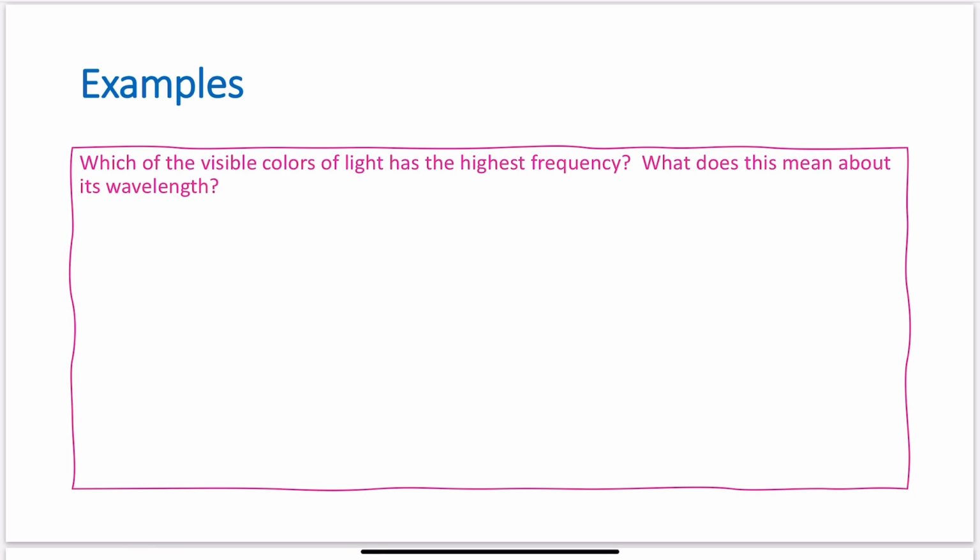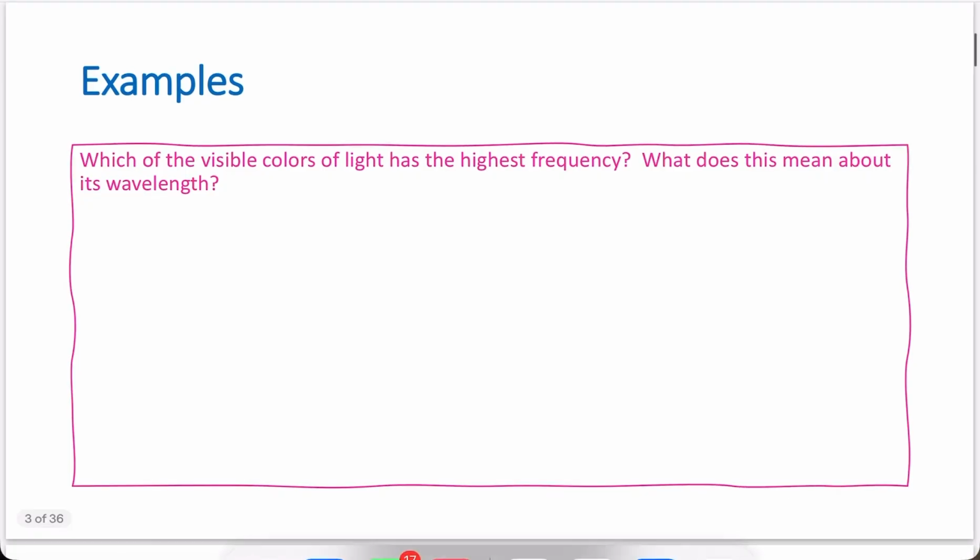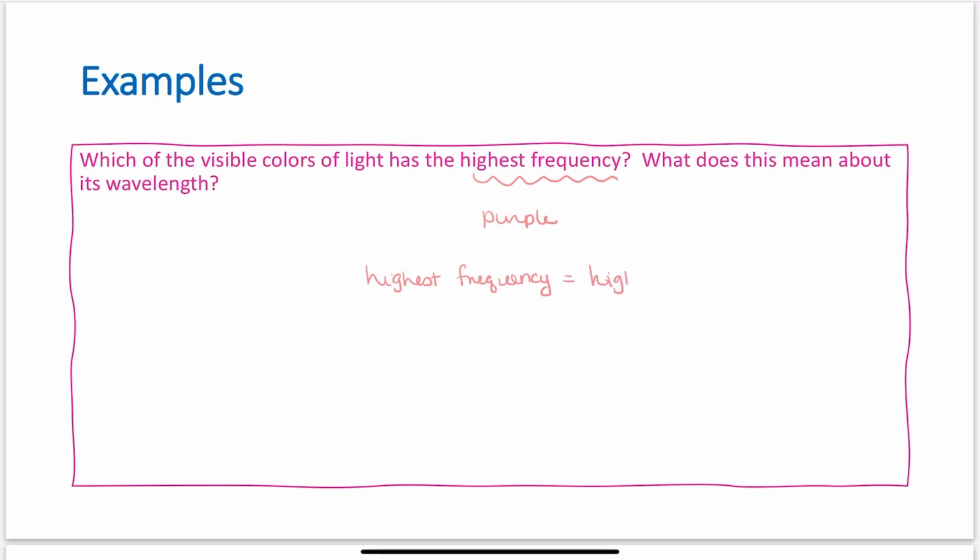What's next? Which of the visible colors of light has the highest frequency, and what does this mean about its wavelength? Well, let's think about the colors. Visible colors are your rainbow, right? So your highest frequency is also your highest energy, and that is your purple. I don't have a purple color out on my markers right now. What does this mean about the wavelength? Well, highest frequency equals highest energy.